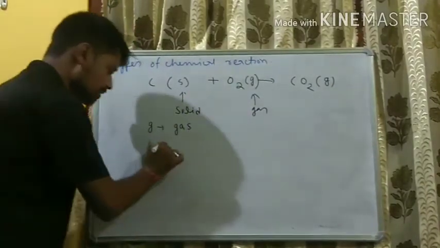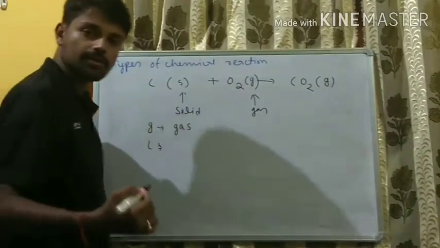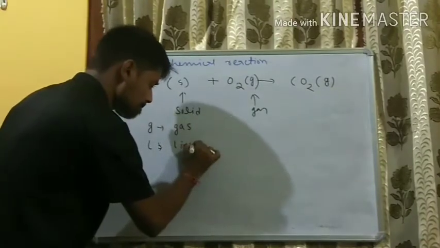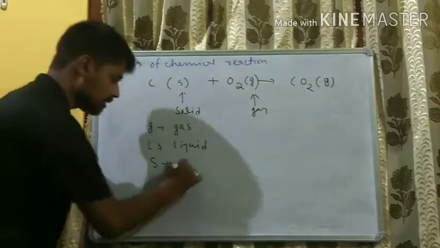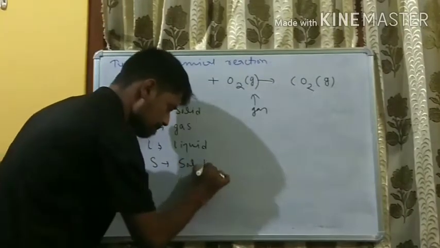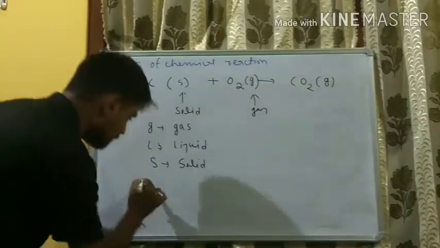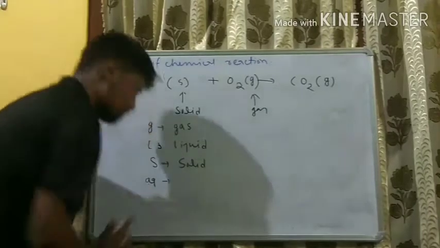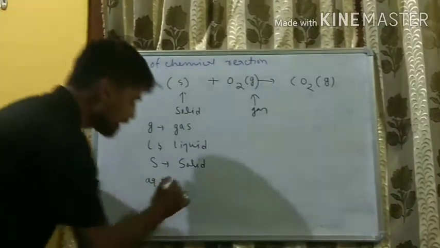If you see L written after an element, this indicates the element is liquid in nature. Similarly, if S is written, then it indicates solid. There is another type of element or compound which is written as AQ. AQ means aqueous solution.